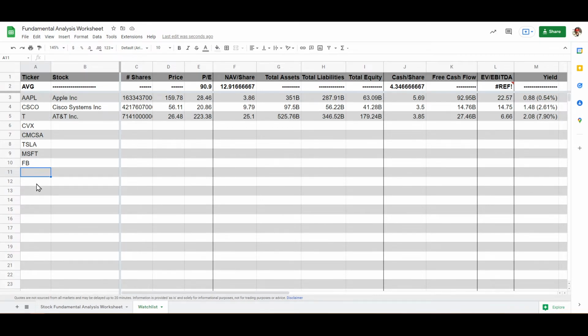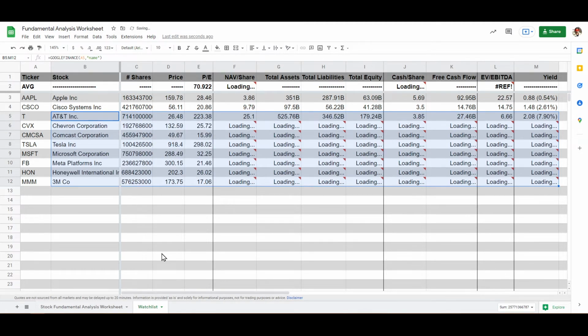So I'm going to try to put in 2 more companies. Let's do Honeywell. Let's do 3M. I think that'll be enough. So we've got 10 companies in here. And what I'm going to do is take this and drag it down to cover all 10 of the companies.